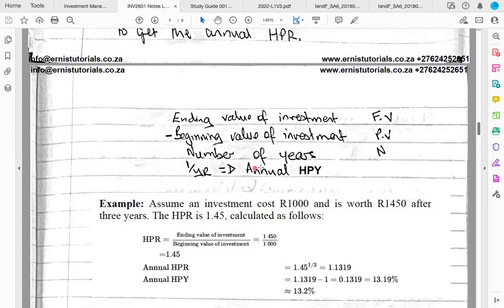Yeah, the calculator can help us to calculate the annual HPY as illustrated. We just take the ending value of the investment as the future value on our financial calculator. We take the beginning value of the investment as the present value. Our number of years is n, and then the interest will be our annual holding period yield.